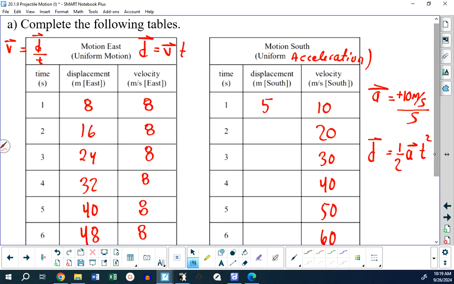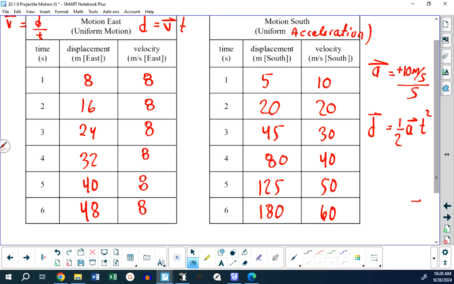So if I take 1/2 times 10 times 1 squared, I will get the displacement. And again, this is unrealistic. Forget about the actual width of the river or anything for the time being. What if I put in 2 seconds? I would have 1/2 times 10 times 2 squared. I think it's 20. But I want you to check for me. I'm not worried here about the reality of this being a possibility. We're learning something from this.